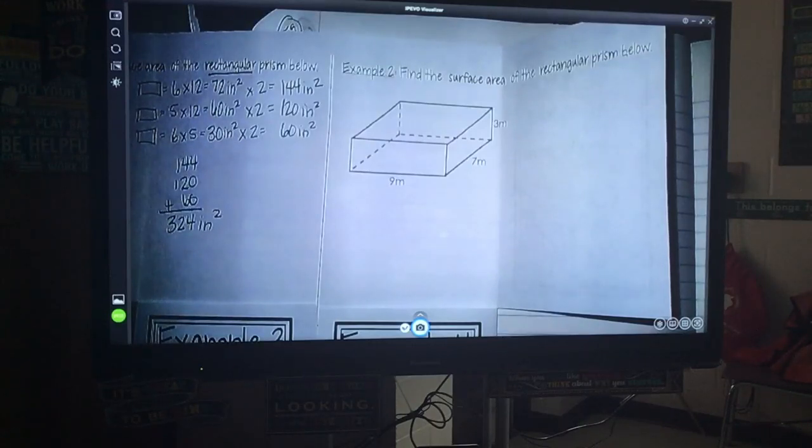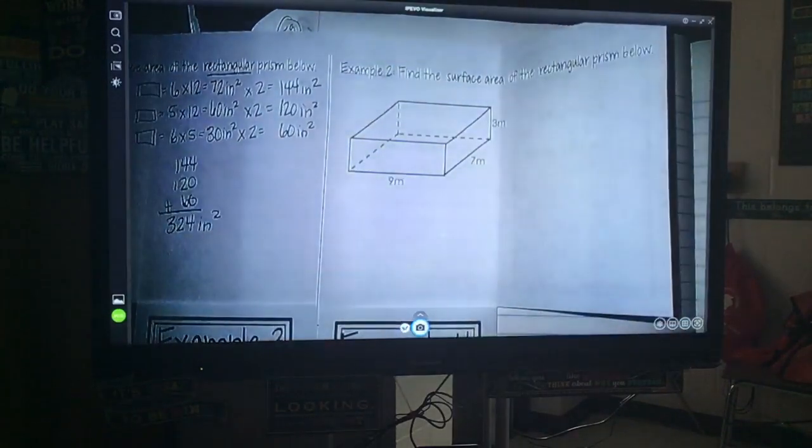So everybody thinks they're the same? No. All right, Hunter, how are they different? Example 2's rectangular prism has longer sides. Longer sides? Okay. All right. Anything else that is different? Michaela? It's skinnier. Skinnier. Okay.